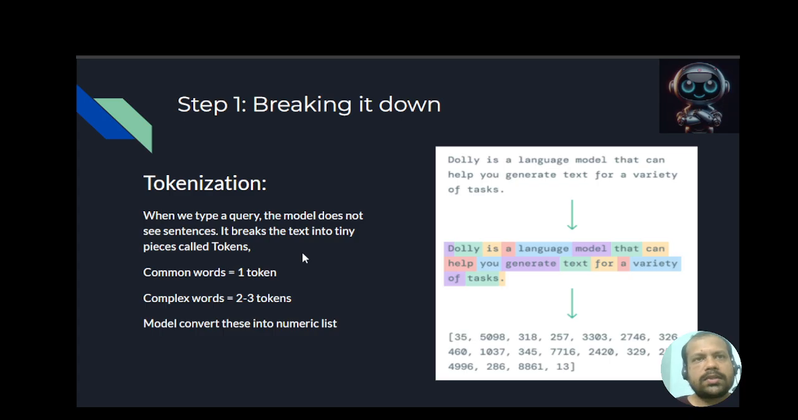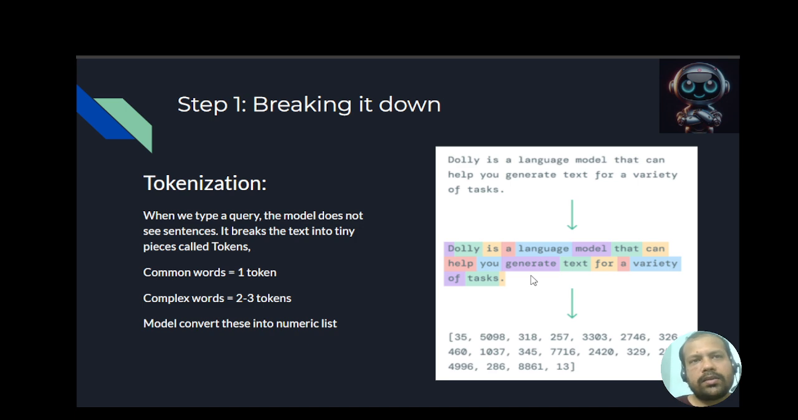So to overcome this limitation, the tokenization concept was introduced. So you convert your sentence into a set of tokens. So say for example, you have "Dolly is a language model that can help you generate text for a variety of tasks." This is the sentence which you provided. The system or the LLM model will convert this into tokens. So you can see in the middle, D is one token, olly is another token, space is another. So whatever sentence you have, it gets divided into separate tokens.